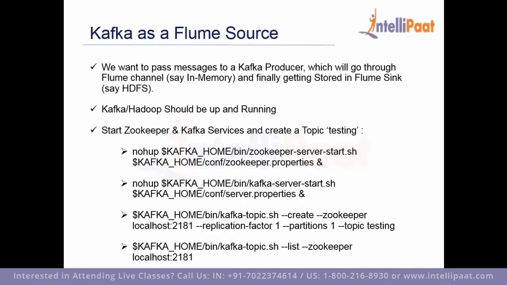For that, we should have Kafka up and running. We should have Hadoop services up and running so that we can store our data into Hadoop. Then we will run the Flume agent after preparing a configuration file that will be used while we run it. This configuration file will contain all the information about the sink, the in-memory channel, and the source, which is Kafka in our case. So let us first start the Hadoop services and Kafka services.